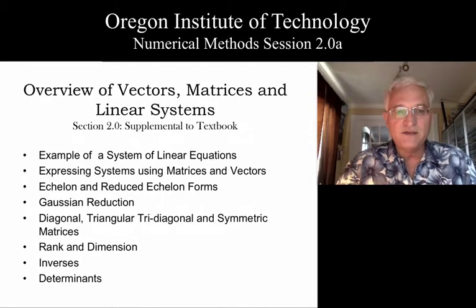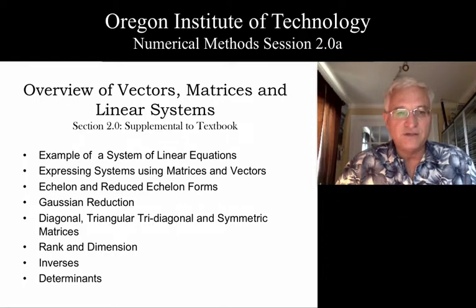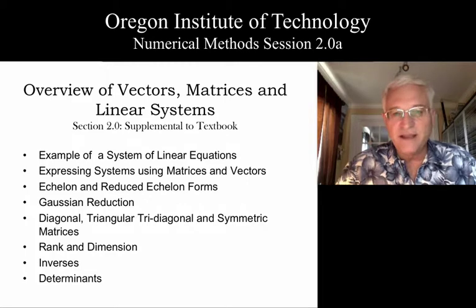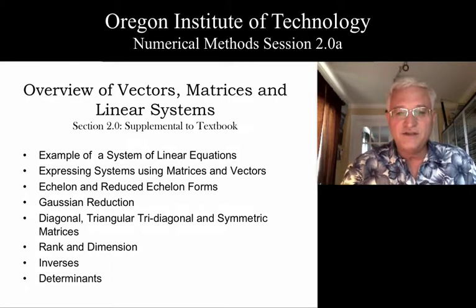So let's go ahead and take a look at some of the terminology we'll be using. We're going to be talking about linear systems using matrices and vectors. We should be familiar with echelon form and reduced echelon form and how you get there using Gaussian reduction. We're then going to discuss different forms of matrices that will come up for the rest of the course called diagonal, triangular, tridiagonal, and symmetric matrices. We will discuss key terminology such as rank and dimension, inverses, and determinants.